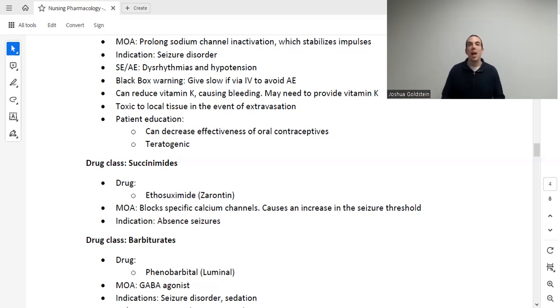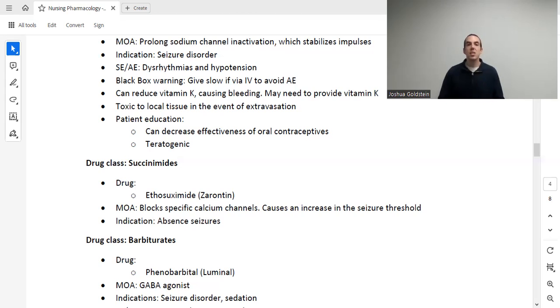How does it work? It blocks specific calcium channels, which cause an increase in the seizure threshold. You'll see that concept quite a bit in pharmacology and in A&P in general, if you haven't already seen it, where we increase the seizure threshold, or we increase the cough threshold. And what that means is it takes more to go wrong for the seizure to occur. So if I give you this medication, it makes it harder for you to get a seizure, because the threshold for where that seizure trips, and now we're in a seizure, moves up. So now it's even a higher hurdle for that to happen, making it less likely for the patient to develop a seizure.